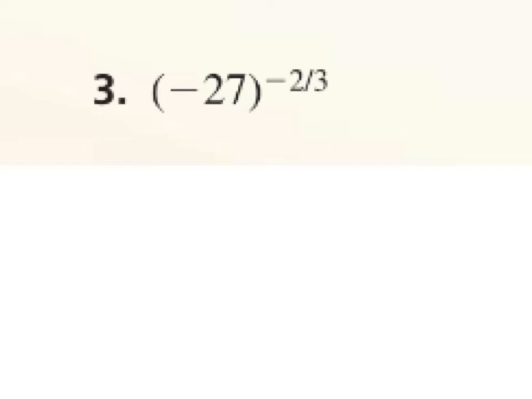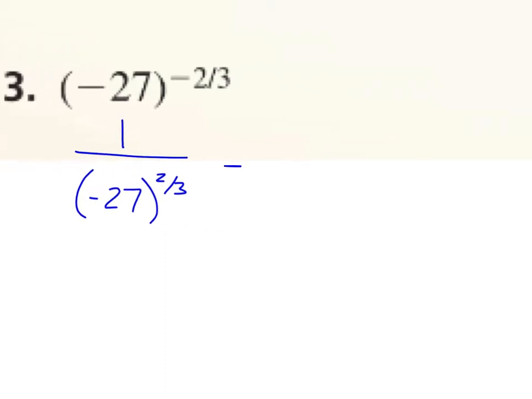Awesome. We want to get rid of that negative in the exponent. So since negative 27 to the 2/3 power is on top, to get rid of the negative in the exponent, we move it to the bottom of the fraction. Now we just simplify our denominator here. So how can we simplify negative 27 to the 2/3 power?